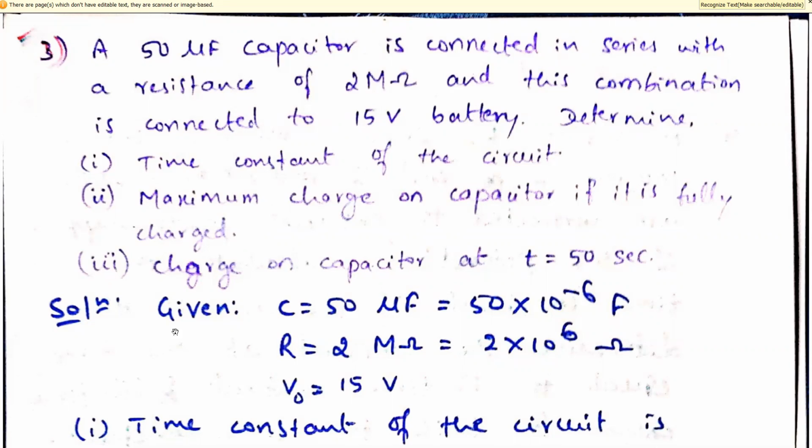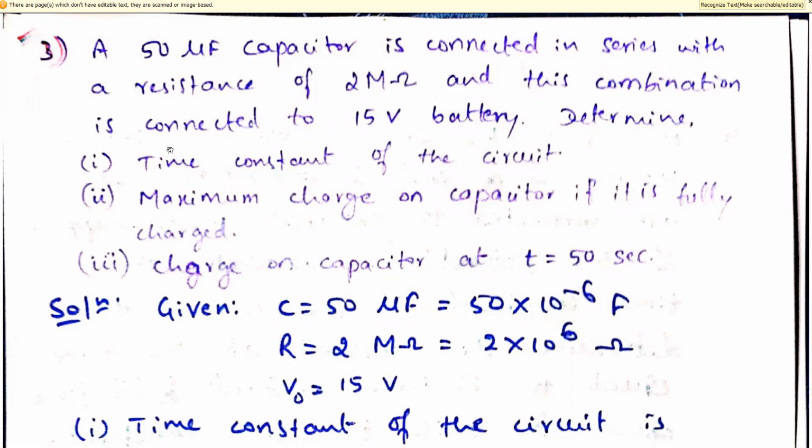So what are the given quantities? The given quantities are C is equal to 50 microfarad. Capacitance of the capacitor is given as 50 microfarad, that is equal to 50 into 10 to the power minus 6 farad. Micro means 10 to the power minus 6. Then resistance is given. It is 2 mega ohm, that is equal to 2 into 10 to the power 6 ohm. Mega means 10 to the power 6. Then the voltage of the battery is given as 15 volt. The maximum voltage to which the capacitor can be charged is equal to 15 volt, that is equal to the battery voltage.